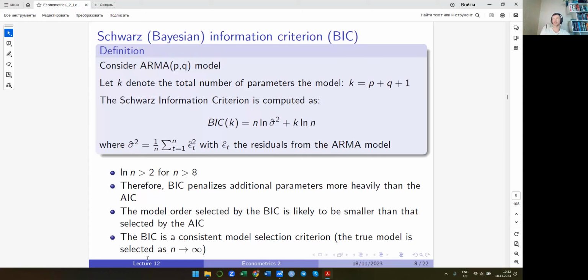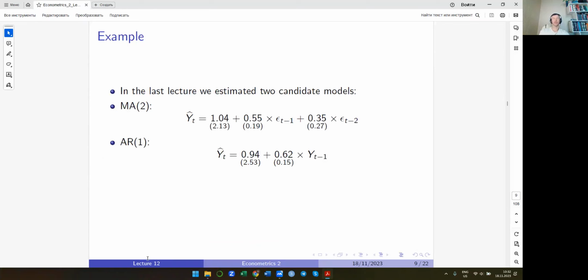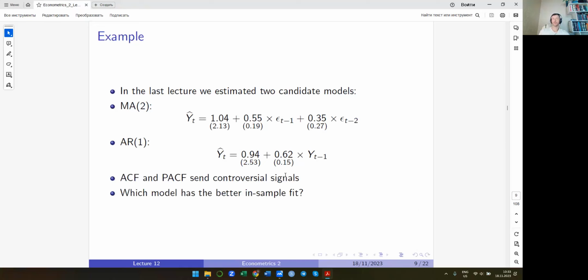So remember that consistency is when the probability limit of the parameter coincides with the population parameter. So let's see an example. In the last lecture, we estimated two candidate models for Russian GDP growth. One was an MA model with the following parameters estimated, and another one is an AR(1) model with the following estimated parameters.